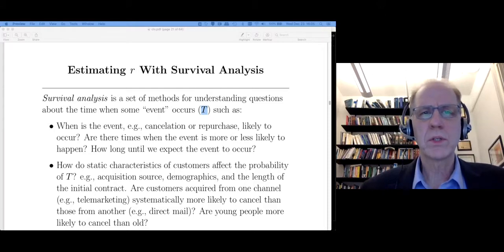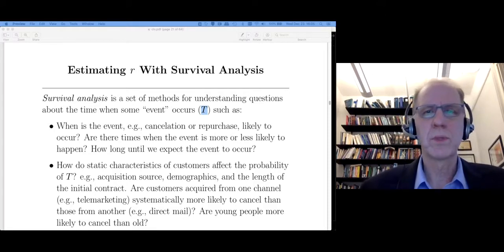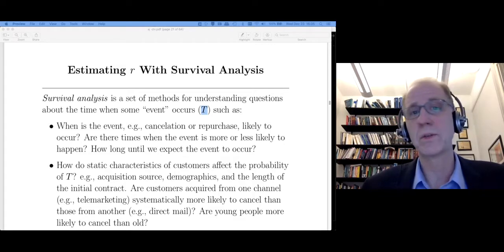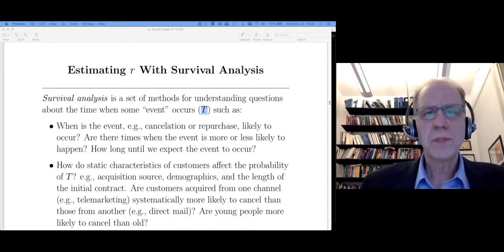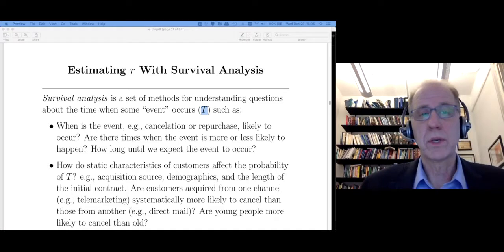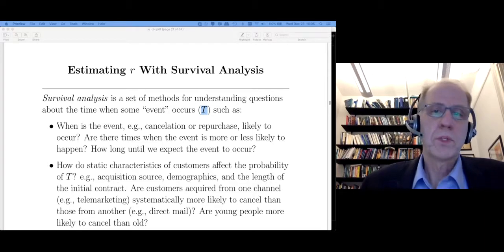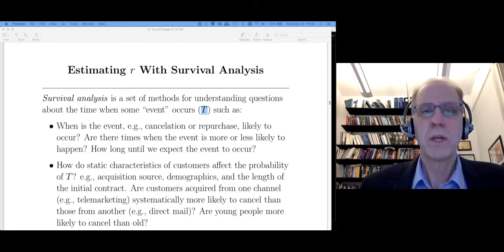These methods also get used in many other fields. In engineering, it might be used to study the time until some part fails or some aircraft engine fails, as another example. What all of these problems have in common, whether it's the survival time of a patient or of a part or of a customer at Netflix, is that we're interested in some random variable big T indicating the time of failure.